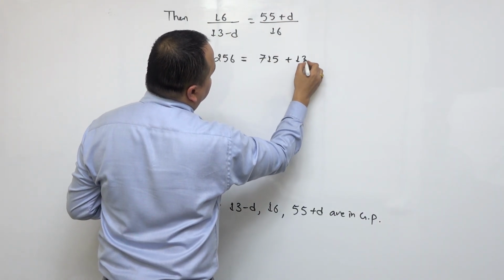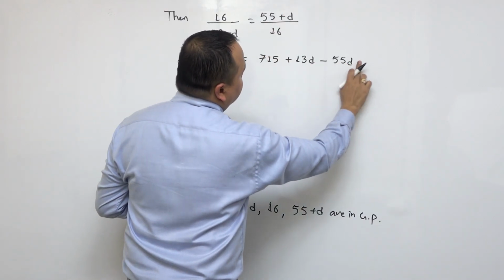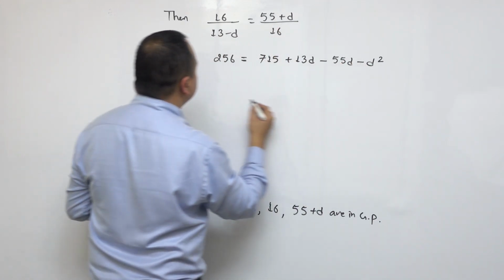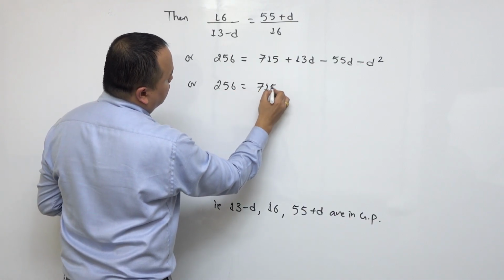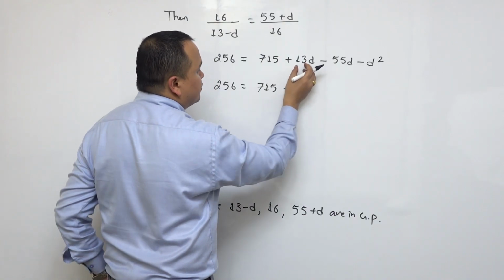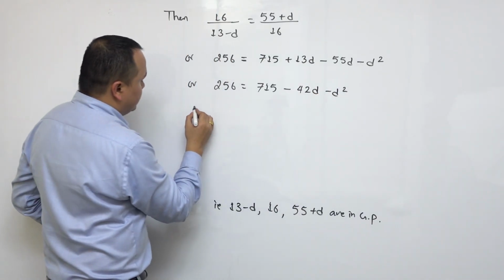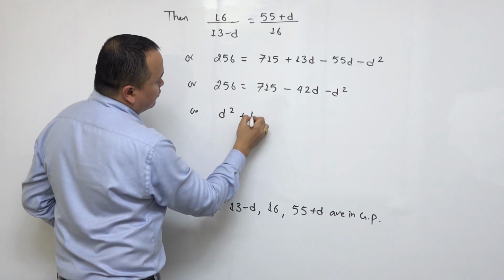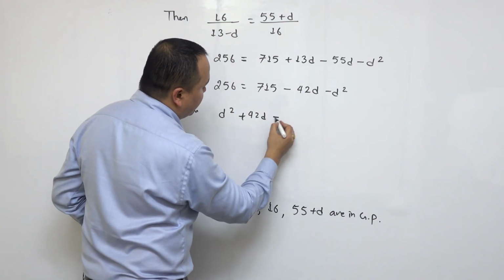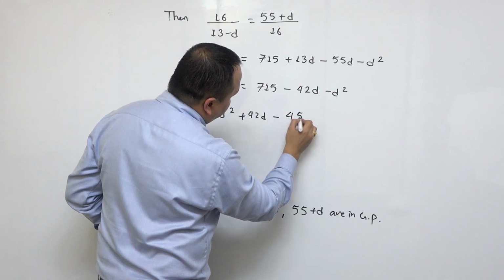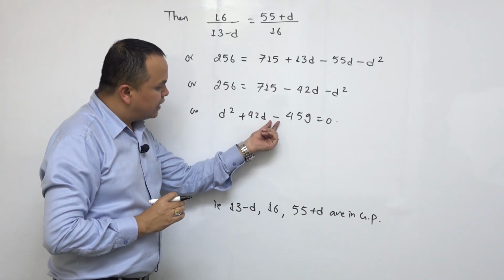13D plus 13D minus 55D, plus, here minus D square, or 256 is equal to 715 minus 13 plus 13 minus 55 minus 42D minus D square, or D square plus 42D, 256 minus 715, which is minus 459, is equal to 0. Here 459 and here is minus and 42.